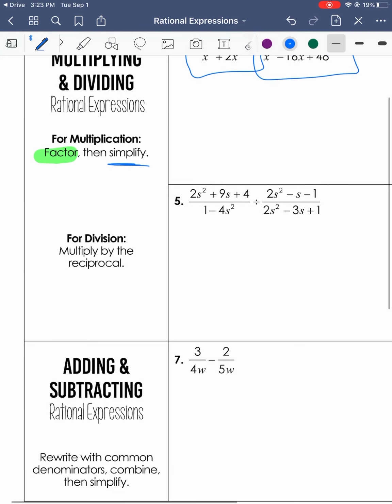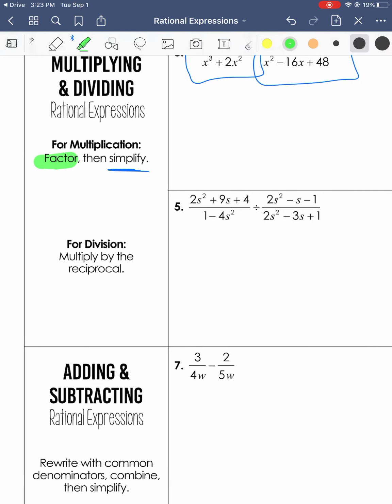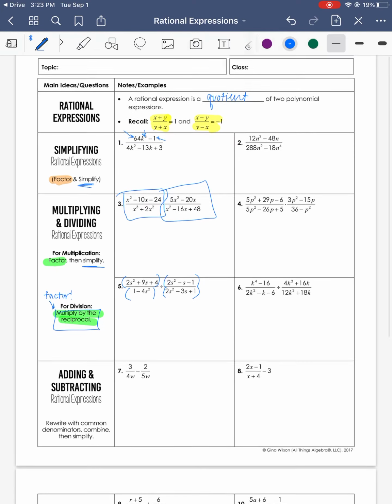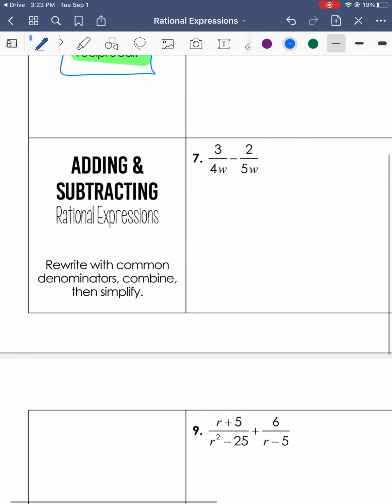Okay? For division, these are essentially just large and complicated fractions. For division, you're multiplying by the reciprocal. And as you could probably guess, before you multiply, you're going to factor. So I would just get in the habit of factoring. I would factor the numerator here, factor this here, factor each denominator. Once you get those factored, then you can multiply by the reciprocal and then see what's going to be canceling out to simplify.